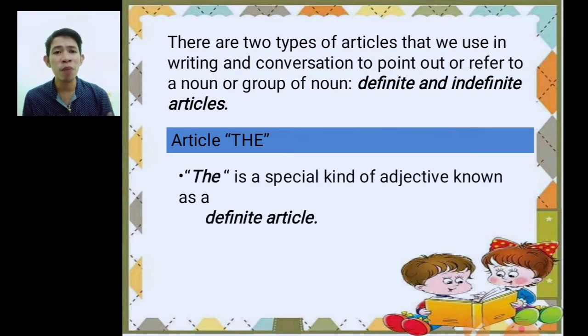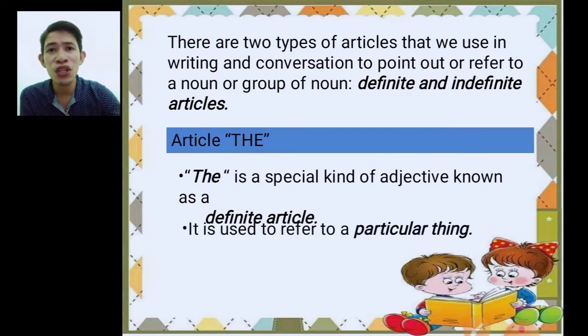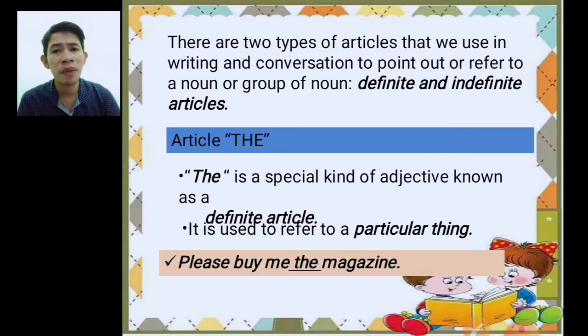The is a special kind of adjective known as a definite article. It means that it is used to refer to a particular thing. Again, the article the is a definite article and it is used to refer to a particular thing. For example, please buy me the magazine.